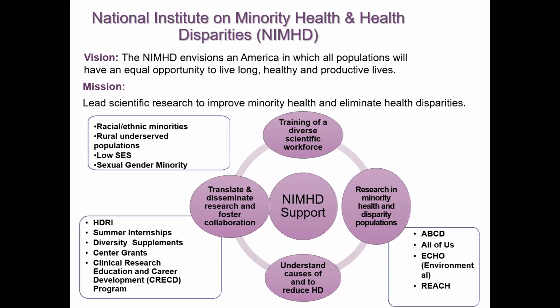On our website, you can find the NIMHD and NIH Health Disparities Strategic Plan, which highlights our research priorities, our framework, and also the NIH designated health disparities populations, some of which are rural underserved populations, low socioeconomic status, and racial and ethnic minorities. Please also note, these populations do not include people with disabilities or disabled people.